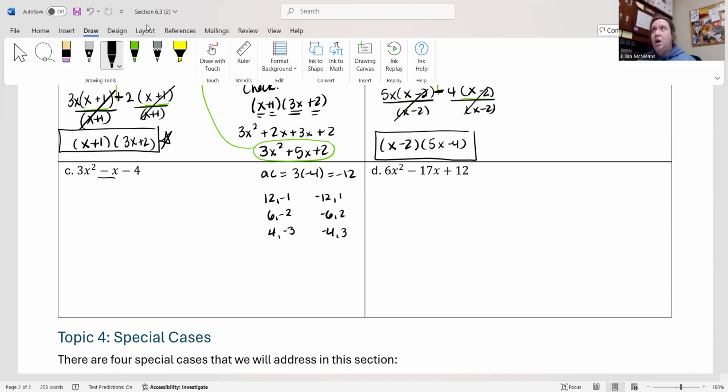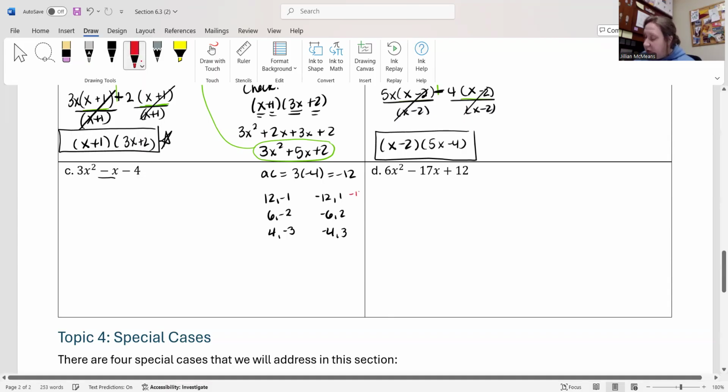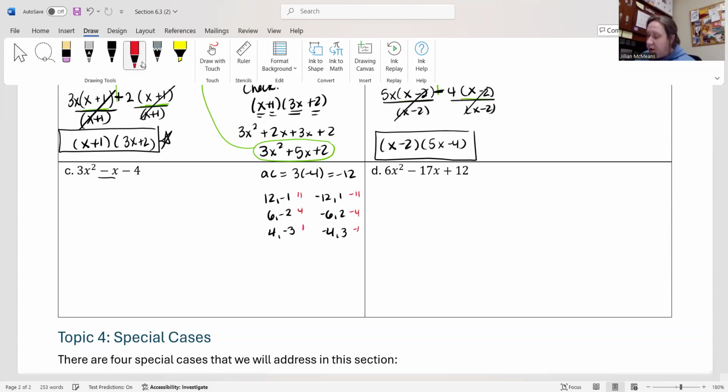Well, if you're adding two numbers with different signs, in order to get a negative sum, the larger of the two numbers should be the negative one. So if we look here, let's go ahead and just add our numbers up real quick so you can kind of see what I mean. Here we get negative 11, negative 4, negative 1. Here we get 11, here we get 4, here we get 1.